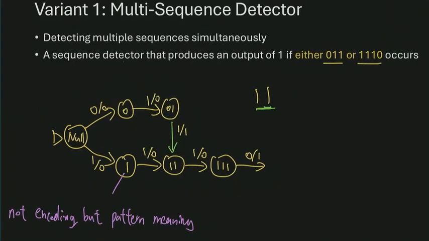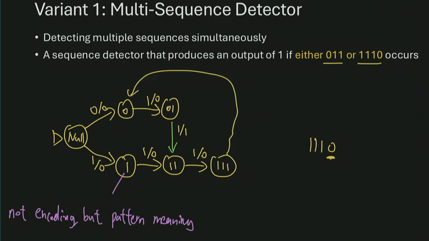Right, what about the 1, 1, 1? And you see a 0. 1, 1, 1, we see a 0. Well, 0 is the only meaningful bit for the first pattern. So we come back to the top. And then produce an output of 1.